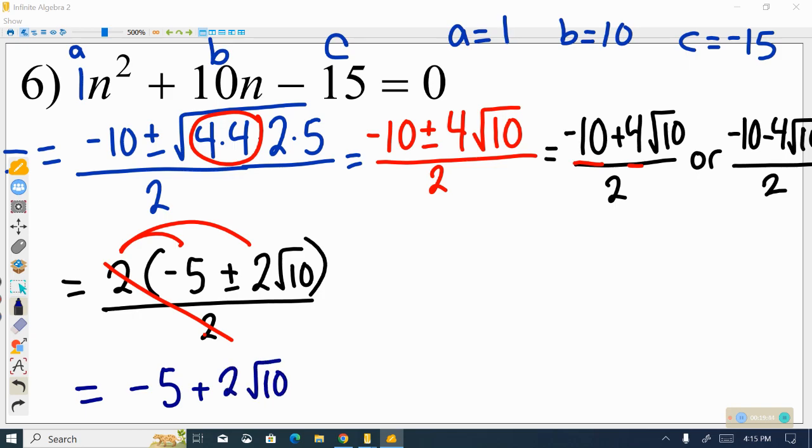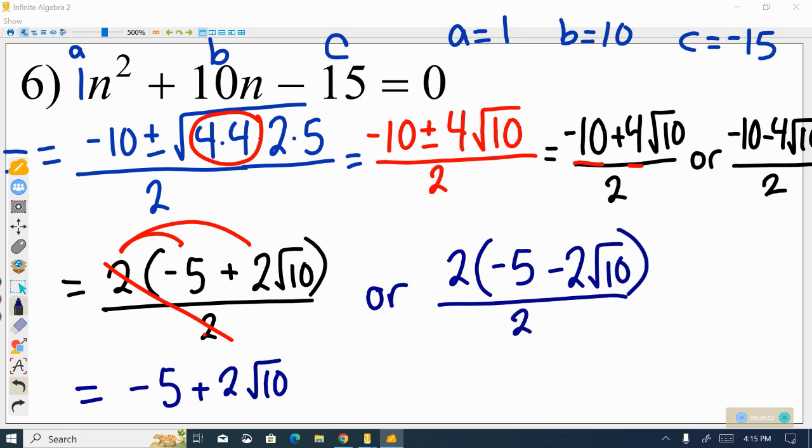Okay? And the same thing would happen with the other value, right? We would see that I have a 2 that I can factor out, and then inside I could continue to have a negative 5, just like the last time, but this time it would be a, oh, it looks like I forgot to not copy the whole symbol. Okay, so in this case we would have a minus 2 root 10 over 2, and now, like I said last time, we could cancel out these 2s. Okay, so we would be left with negative 5 minus 2 root 10.